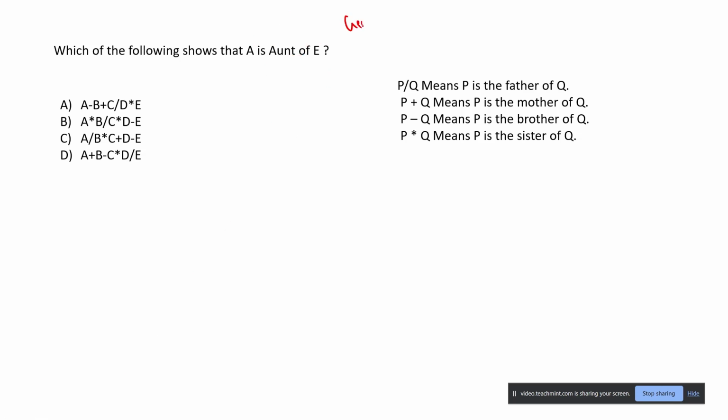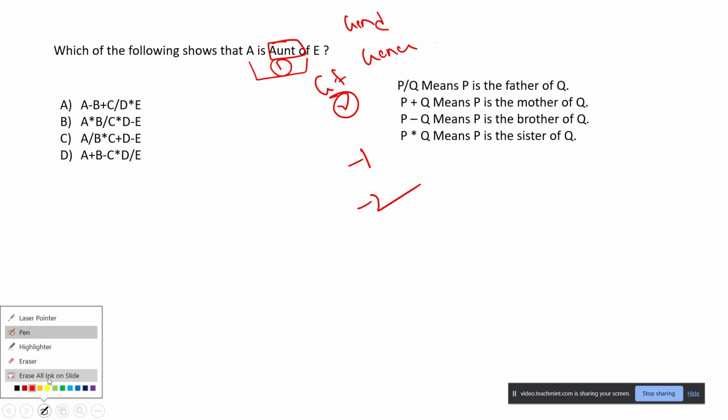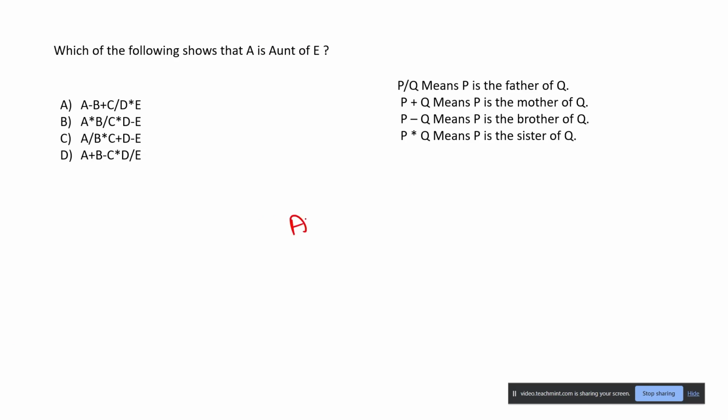First we have checked the gender, then we are checking the generation. So in between A and E, we are having one generation gap because the word is aunt. If it is grandfather, two generation gap. If it is son, -1. If it is grandson, -2. You have to think like that. Now I want my generation gap to be only one. So take the first option.